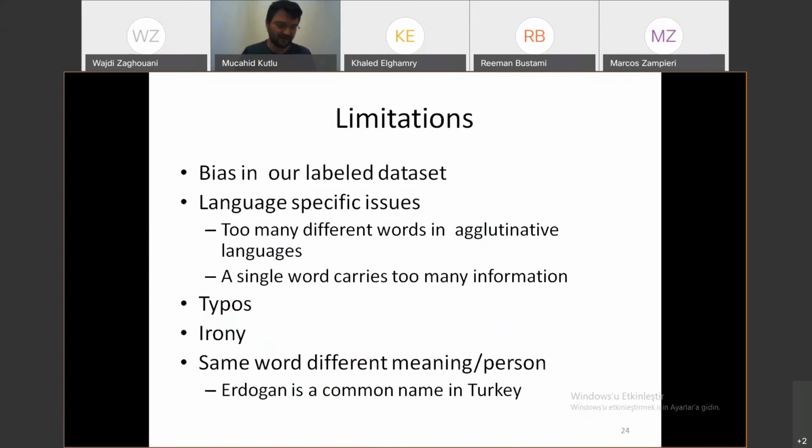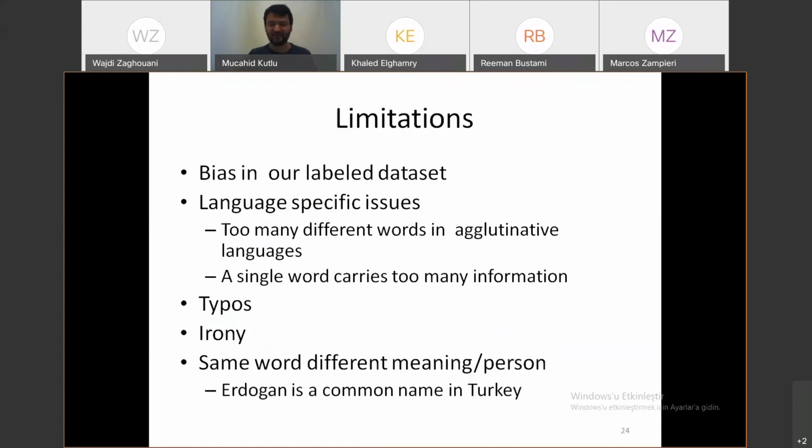For example, for the word terrorist, I've seen like 30 different types of a single word just because of the typos. People use irony a lot. For example, pro-Erdogan groups call Erdogan dictator just to make fun of people who call him dictator. So that happens a lot.